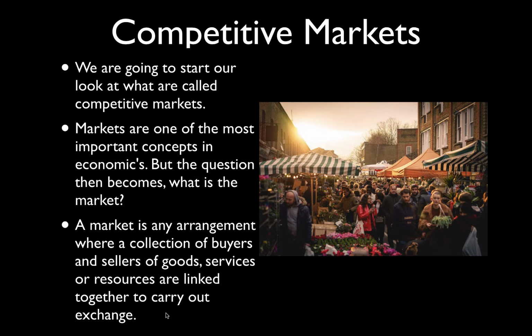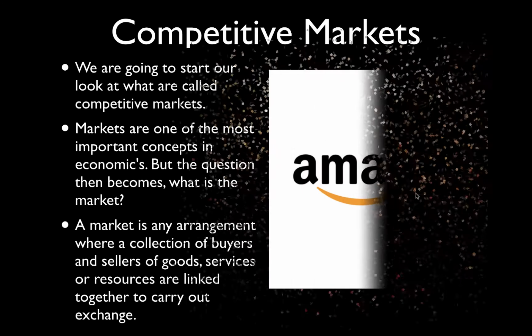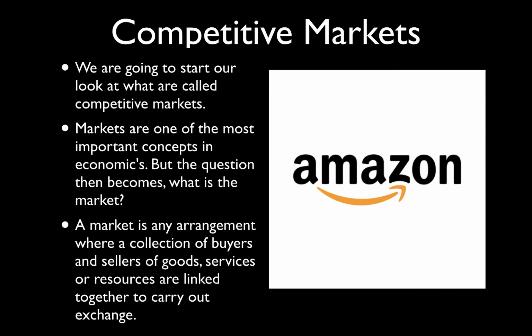So what do we mean by that? Well, exchange is just buying or selling a good, because in order to buy a good, somebody else must be selling it. That's the first thing. But when we're saying there's a collection of buyers and sellers in any arrangement, if you look at something like Amazon, that's a digital market. Obviously, Amazon has physical premises, a location, but the market itself is not a physical place. It's online, but it is an arrangement of buyers and sellers of goods.